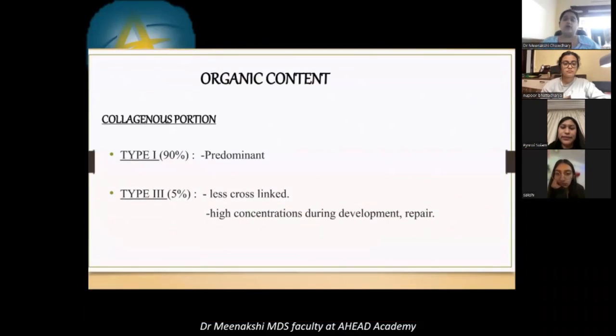Now if I talk about the collagenous portion, the organic matrix of the cementum, type 1 collagen is considered the predominant form present in the composition of cementum. Type 3 collagen, which is less, has a high concentration due to the developmental pre-functional stage of the cementum, or in the reparative phase. Less cross-linked immature collagen fibers will be there.